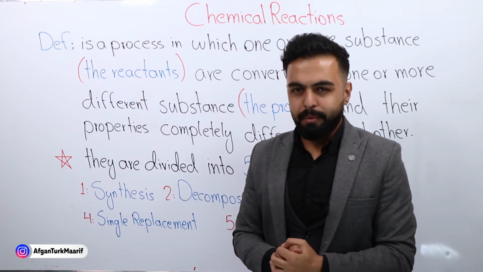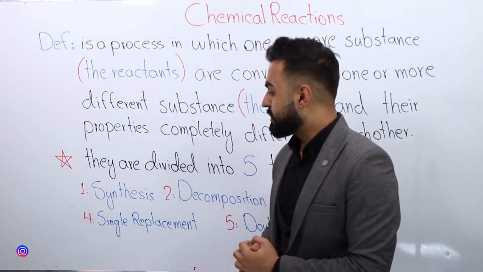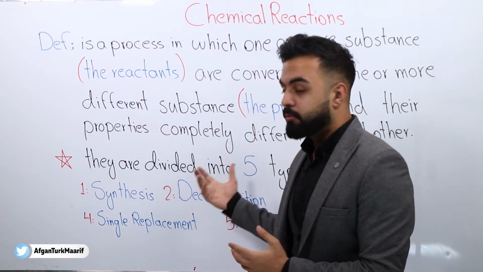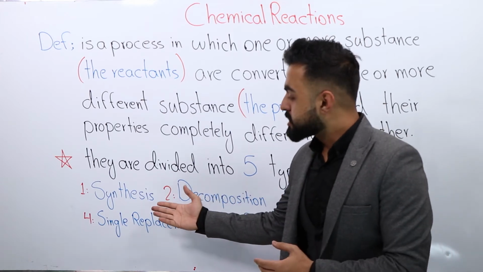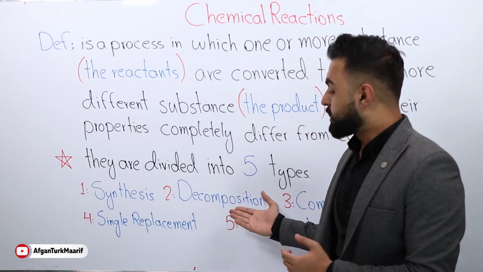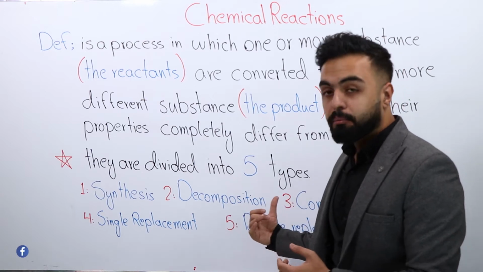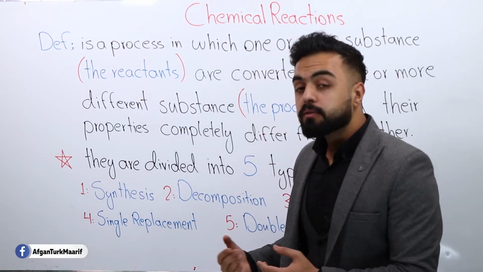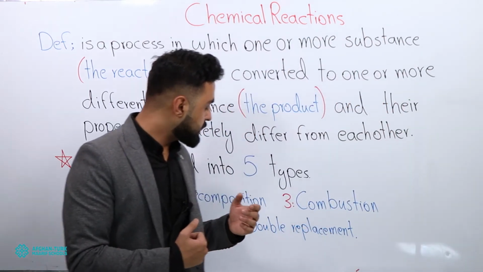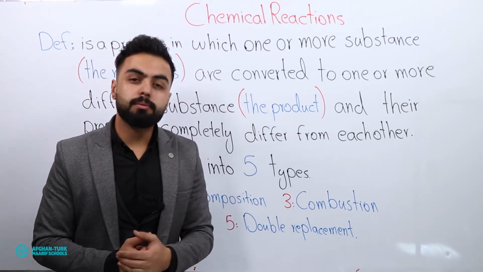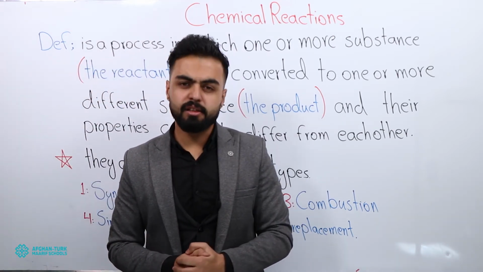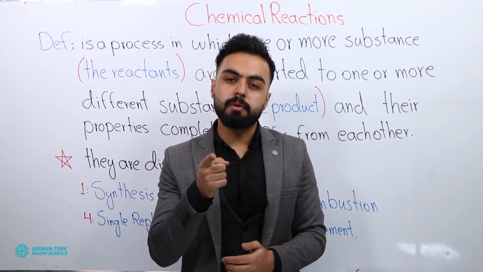We have about 5 types of chemical reactions. They're divided into 5. The first one is called synthesis, the second one decomposition, then combustion reaction, single replacement, and the last one, which is called double replacement reactions. So let's start with the first one.